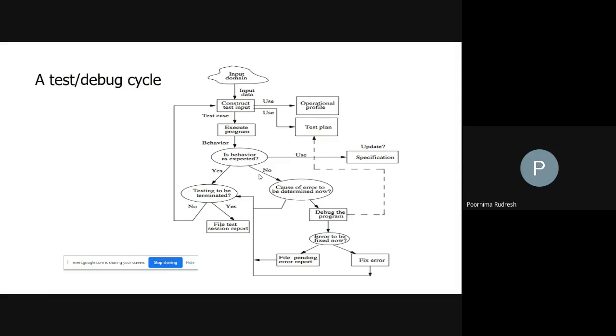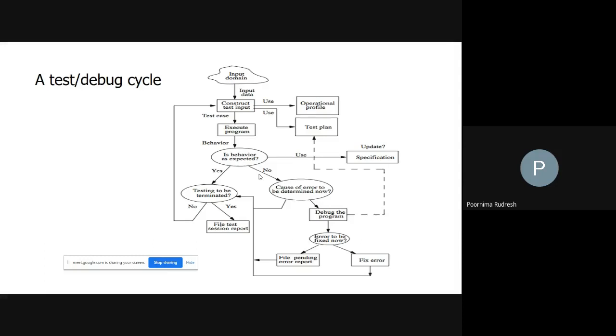So, what is oracle? Checking the correctness of the observed behavior is known as oracle. Understood? What is correctness? Correctness is the correct operation of a program or the product. Then checking the correctness of the observed behavior is called the oracle.